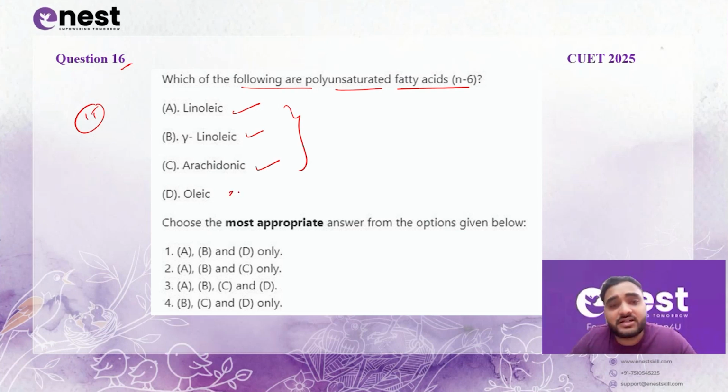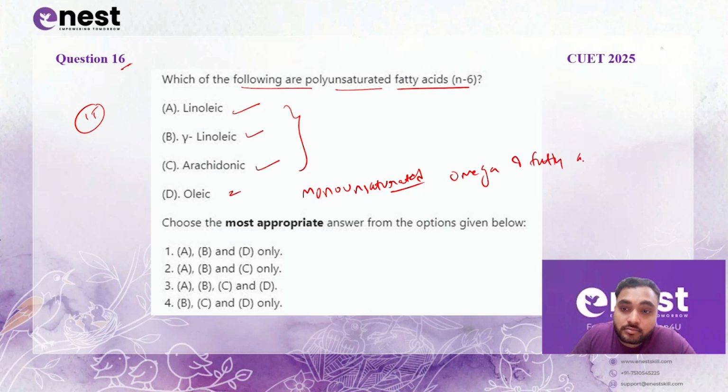If we talk about oleic acid, it is a monounsaturated omega 9 fatty acid. So only A, B and C are the right options for this question, which makes second the best option for this question.